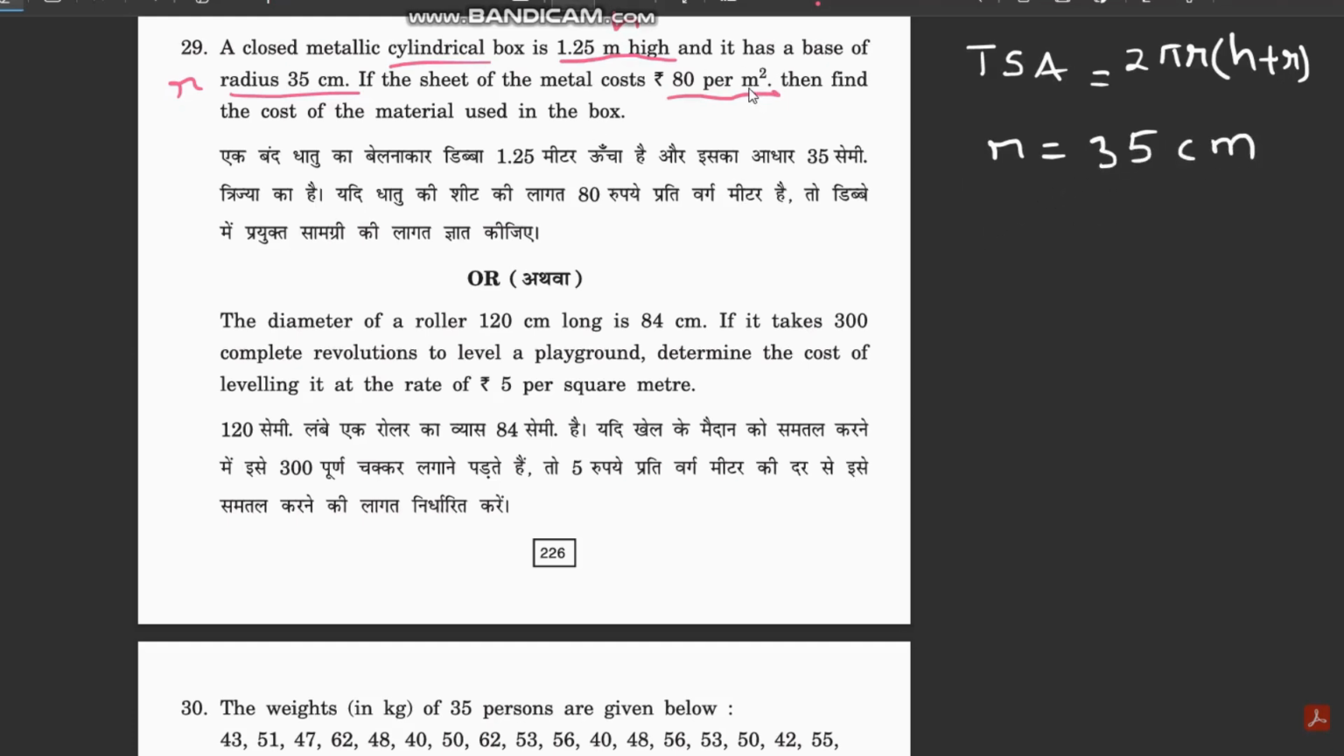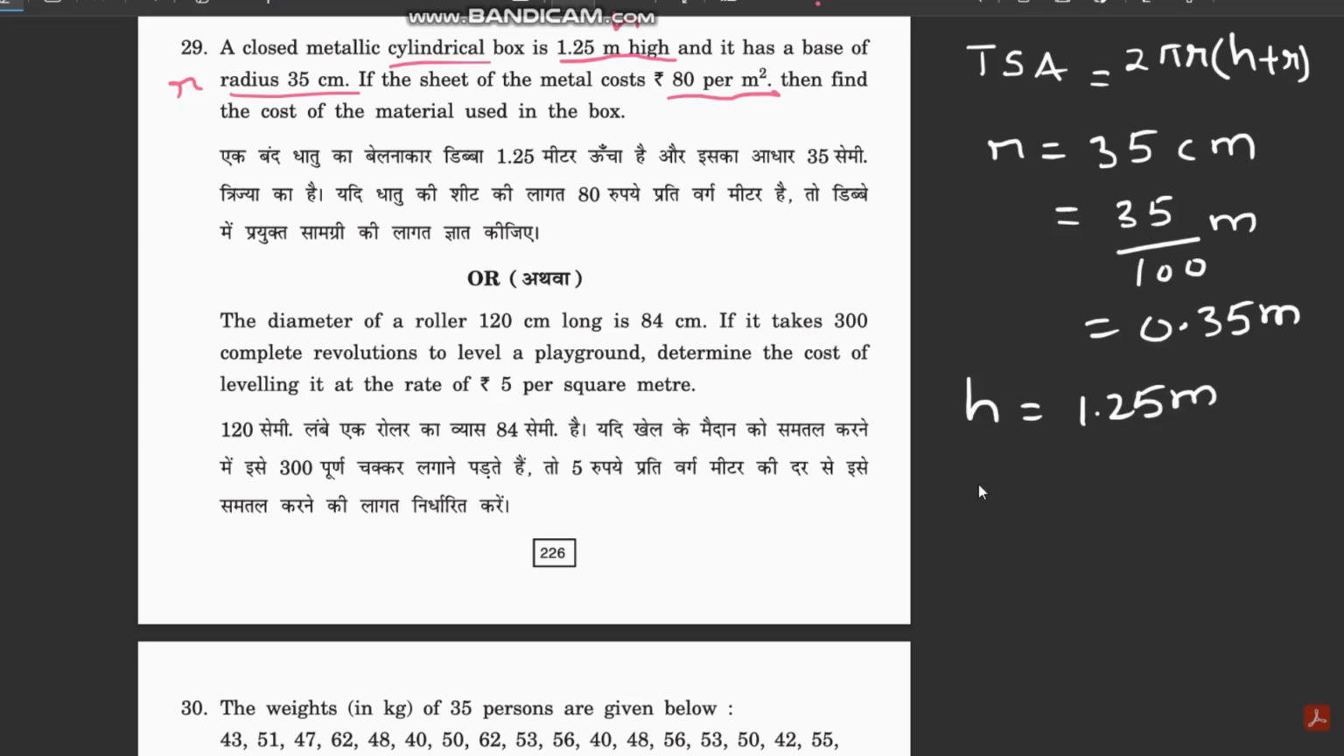But the cost is given in meters, no? It is better to convert the centimeters into meters. So 1 meter is 100 centimeters, no? We should convert into meters by dividing by 100. So 0.35 meters. And h is given in meters only, 1.25 meters. Now TSA equals 2 into pi, that is 22 by 7, into r, that is 0.35, into (h plus r).